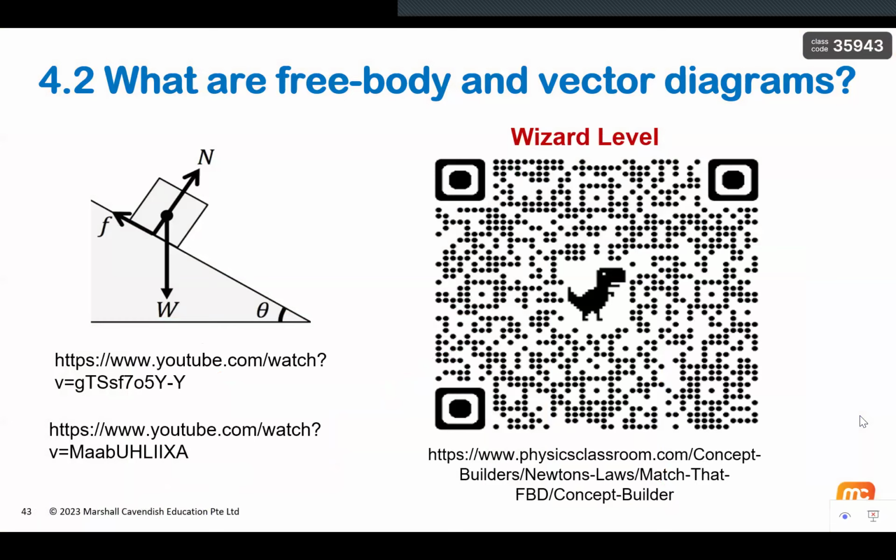One very common one that they like to use in O-level will look something like this. You have a box on a slope. You have to draw the free body diagram of this box. So naturally, I have a box.